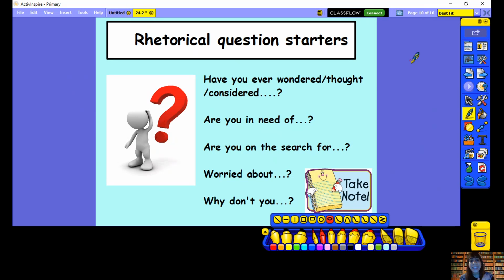So all of those words mean similar things, so I put them all together. Are you in need of? Are you on the search for? Worried about? Why don't you? And you can see I've used a ... at the end of each of those because obviously they're just the sentence starters.